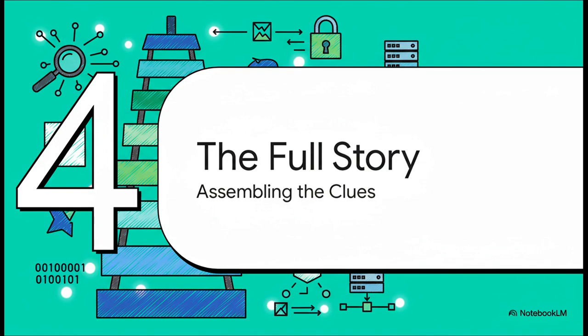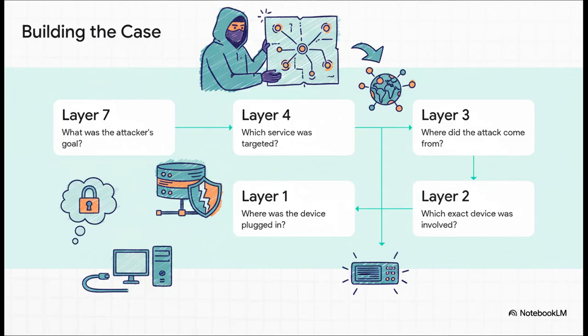So after that long journey down all 7 layers, the investigator doesn't just have a random pile of clues. They have a complete, coherent story. And this is how it all just snaps together. Layer 7 revealed their goal. Maybe to steal files. Layer 4 showed they targeted the file server specifically.